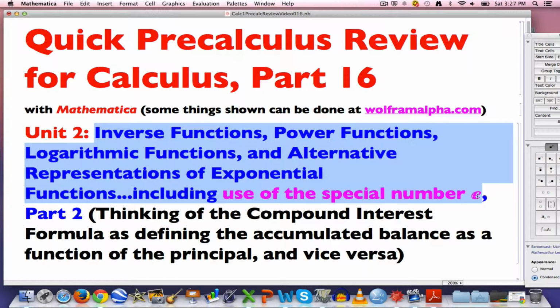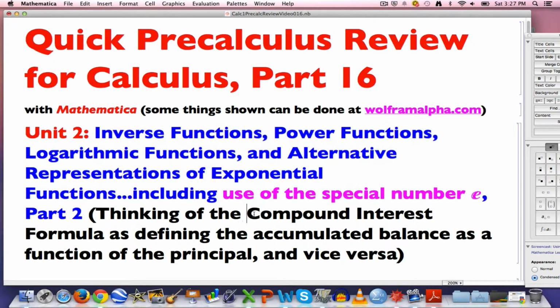Inverse functions, power functions, logarithmic functions, and alternative representations of exponential functions, including use of the special number e. These will all fit together in the context of compound interest problems. So we're going to bring out all these themes. Parts 1 through 14 looked at comparing and contrasting linear and exponential functions. We'll still think about linear and exponential functions in this context.